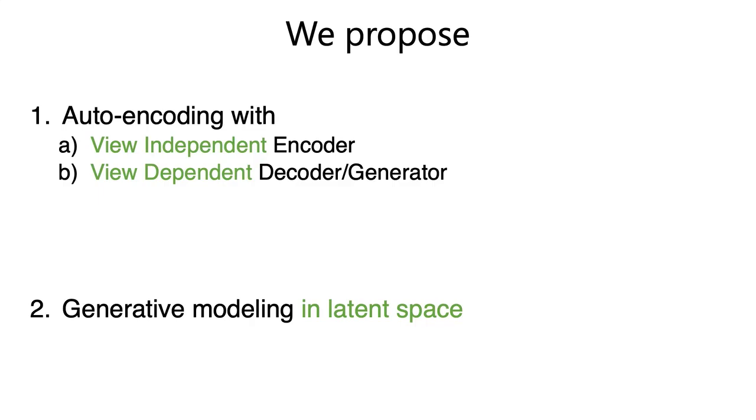First is an encoder-decoder architecture that finds a view-independent representation of a 3D object. The second module learns a generative model over the representations learned in the first part. Let's go over the first module in a bit more detail.